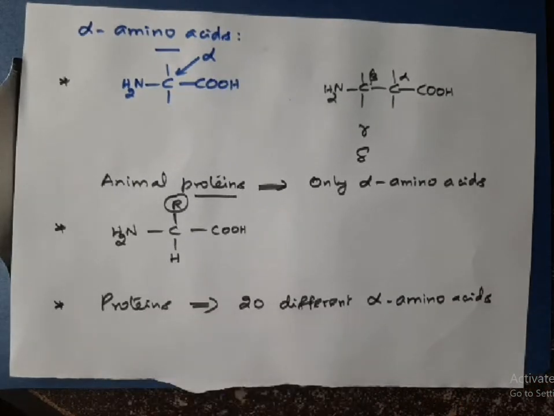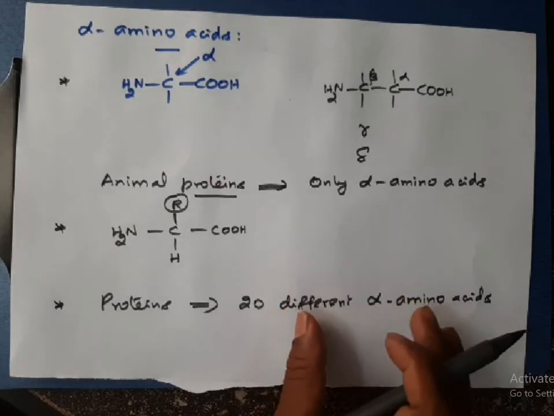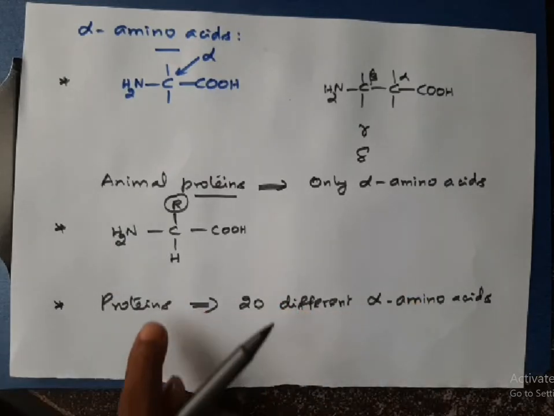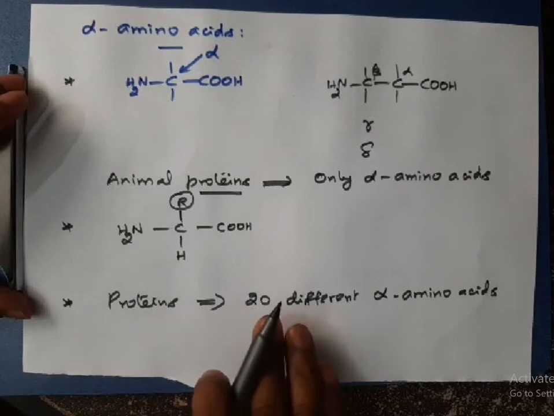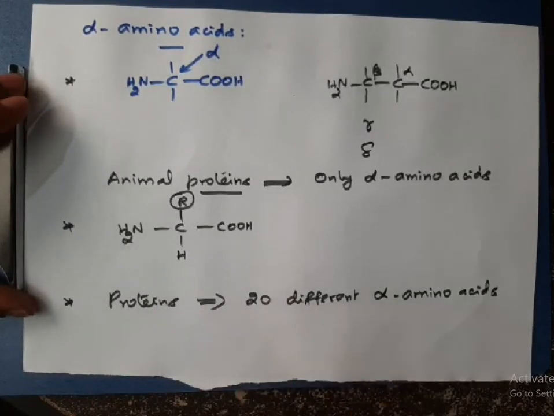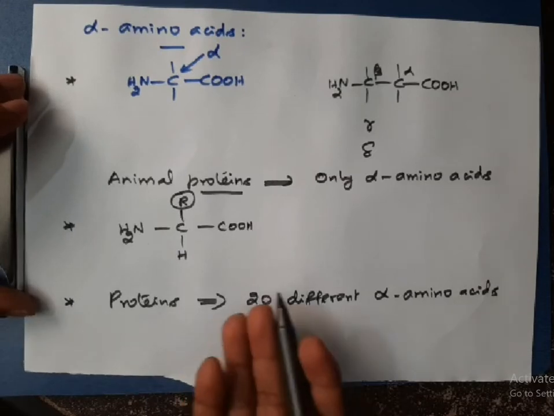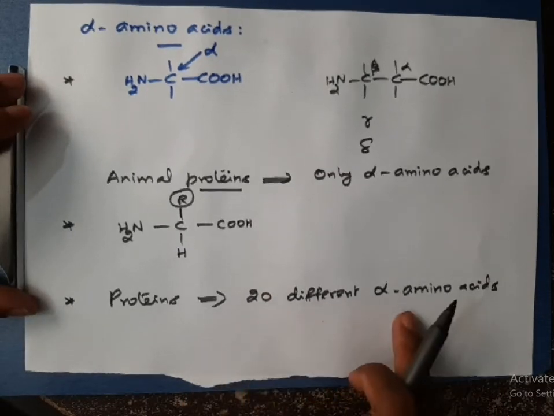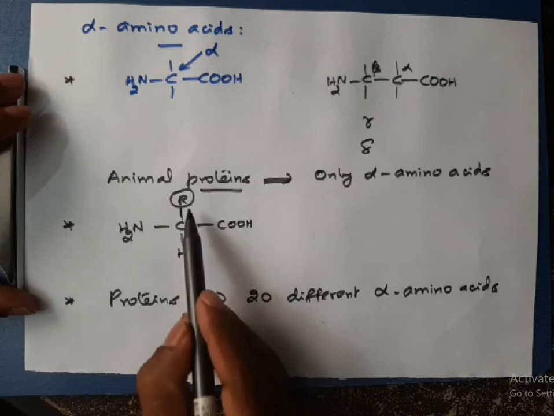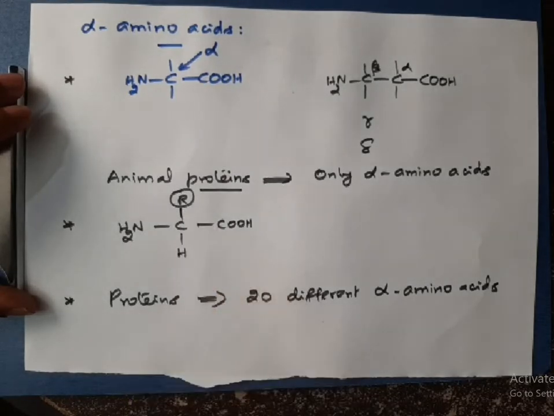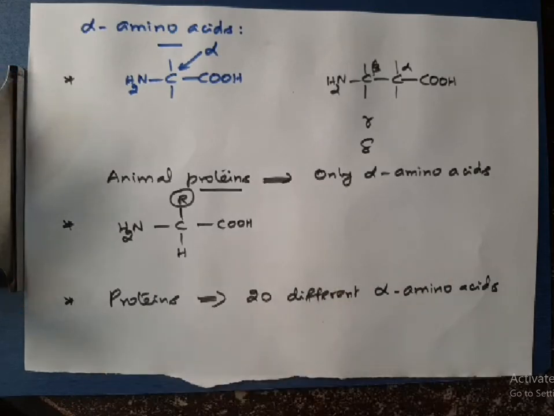We have a lot of alpha amino acids actually. Many amino acids are synthesized in the laboratory, but how many of these actually exist in proteins? Whatever protein you take, in proteins we have only these 20 different alpha amino acids. What are they? These 20 different alpha amino acids arise due to the different R group attached here. So let me show what the 20 different types of amino acids are.